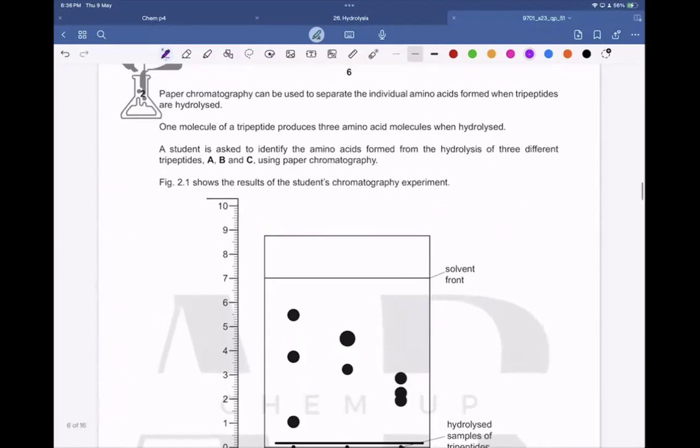Okay. Now question number 2. It's paper chromatography. Paper chromatography can be used to separate the individual amino acids formed when tripeptides are hydrolyzed. Okay. One molecule of a peptide produces 3 amino acid molecules when hydrolyzed.